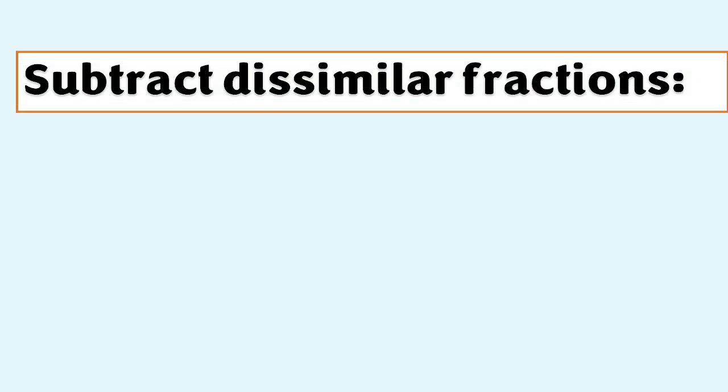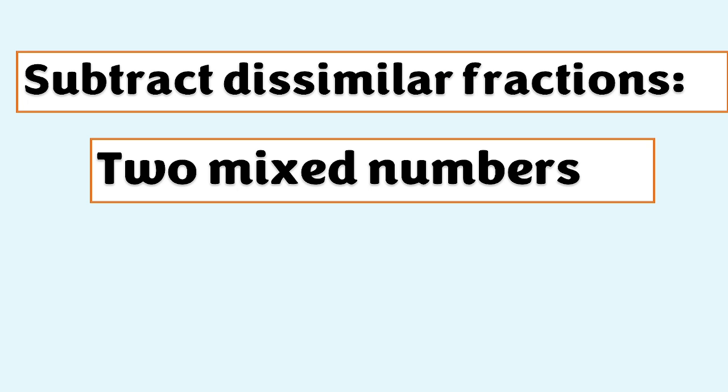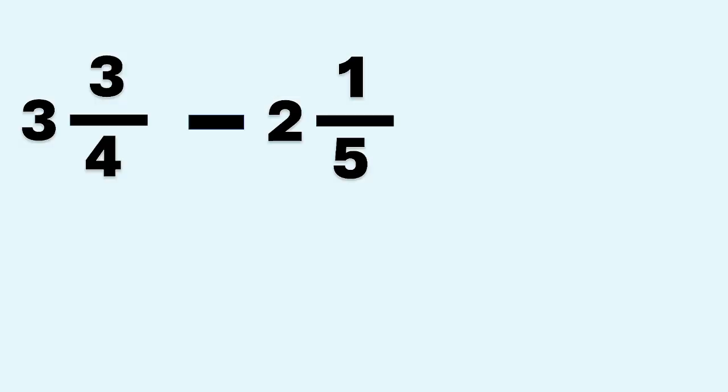Next topic, about subtract dissimilar fractions, two mixed numbers. Let's answer this. 3 and 3/4 minus 2 and 1/5. First, we are going to subtract the two fractions. When we subtract fractions, we need a common denominator. We have here 4 and 5. So we can't subtract. We need to find a common denominator, and we can do that by finding the least common multiple.